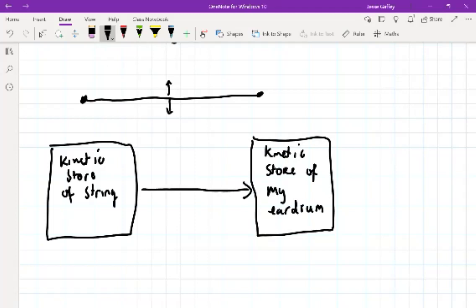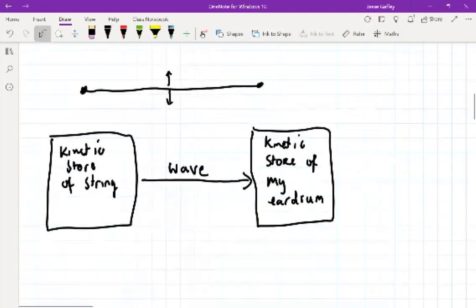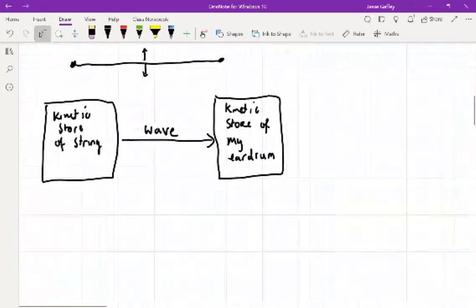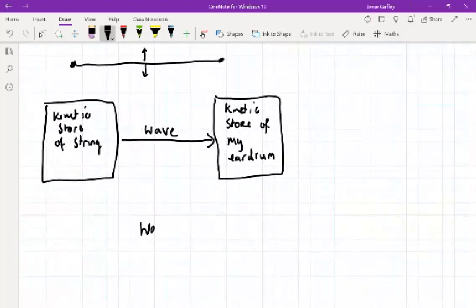Now, we're obviously not talking about heating because the string doesn't make my ear get hotter. And we're not talking about mechanical working because the string and my ear aren't touching each other. So there are no forces in contact. It does it by sound. And sound is a type of wave. So we call this type of transfer a wave transfer. Now, there are two types of waves that we are going to be looking at.